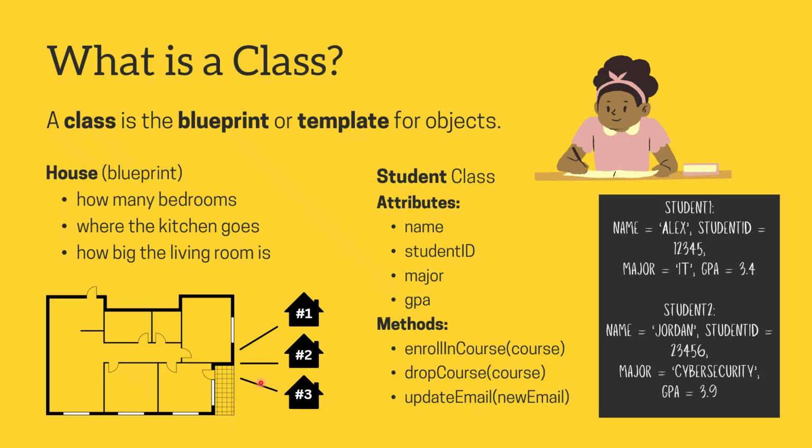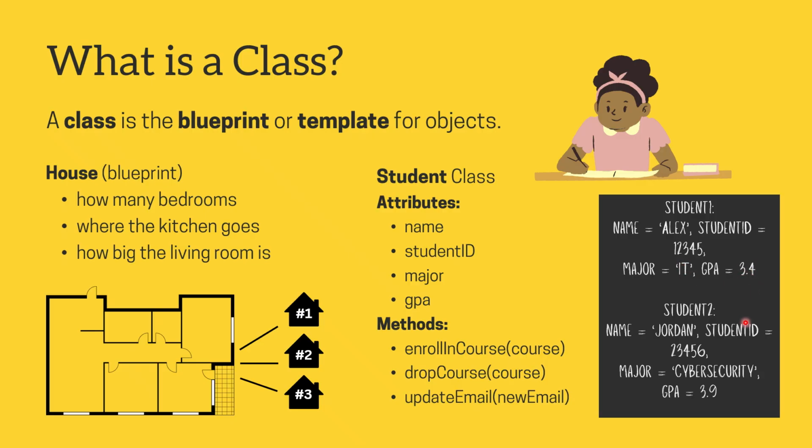So let's connect this to a student class. Okay, so the student class describes, and these are the attributes, the name, the student ID, the major, and the GPA. And then the methods are to enroll in a course, to drop a course, and then to update email. But the actual objects might be student one, Alex is the name. The ID is 12345. The major is IT, and the GPA is 3.4.